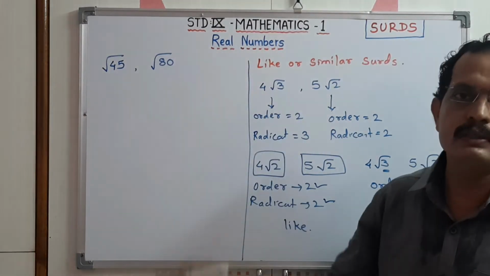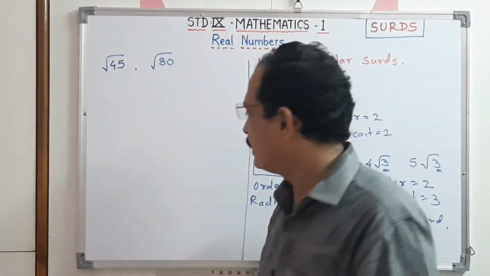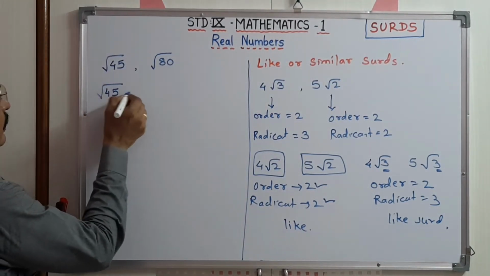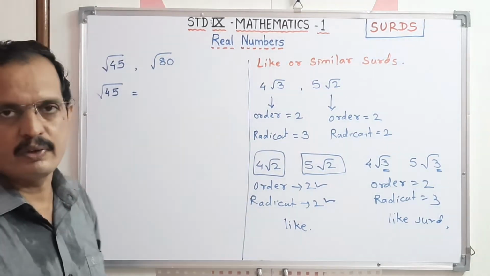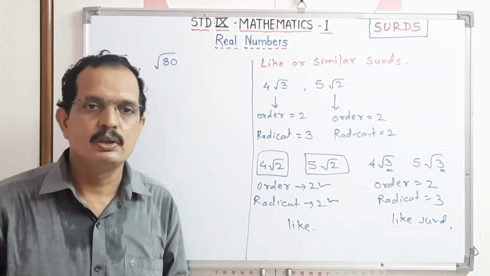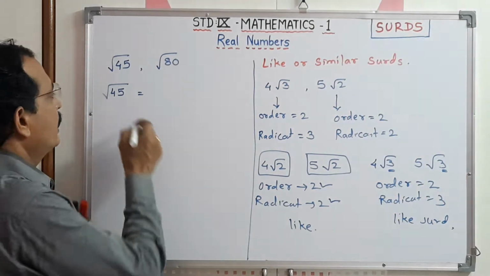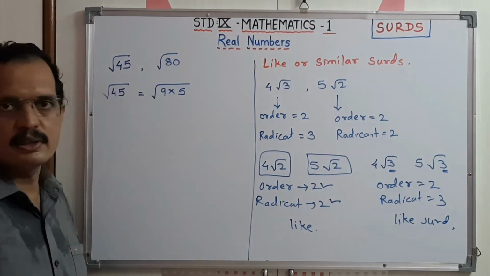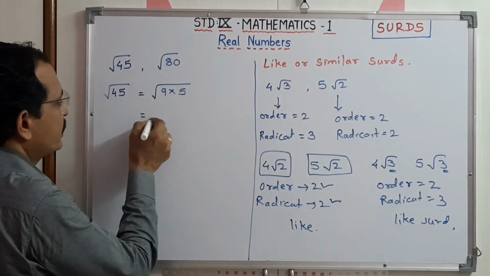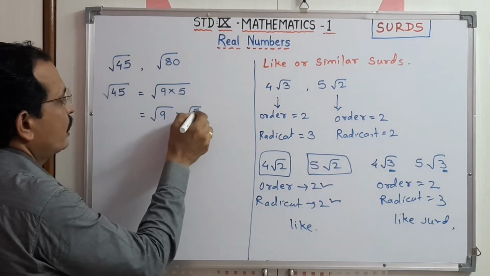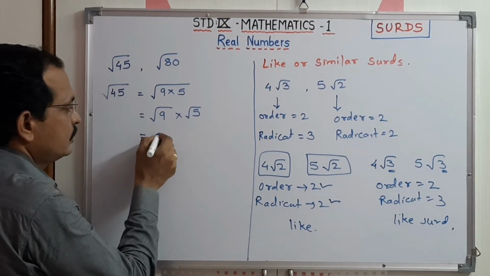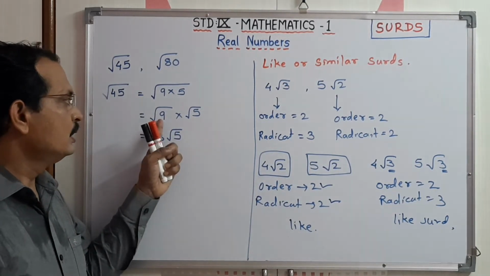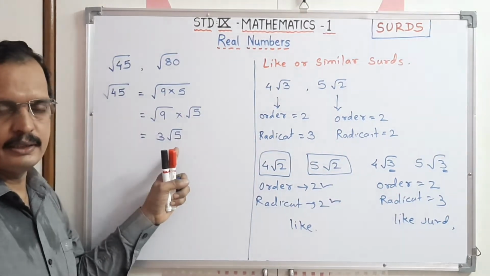But if we simplify this, then what will happen? See, we have to simplify this 45. Now tell me the factors of 45. The order is 2, therefore a perfect square should be there, and the factors are 9 into 5. 9 fives are 45, 9 is a perfect square, therefore root 9 into root 5, and root 9 is 3, so it is 3 root 5. The square root of 9 is 3 and the square root of 5 is as it is.